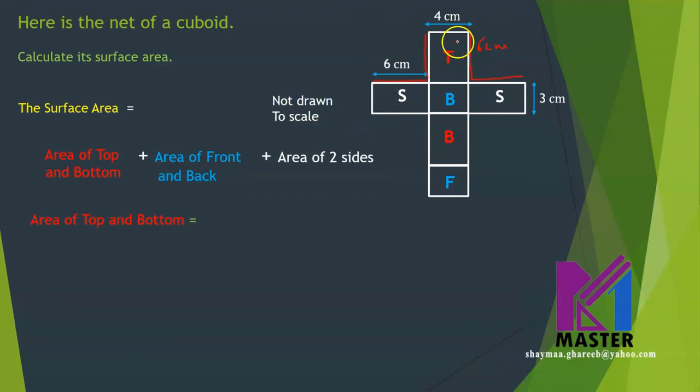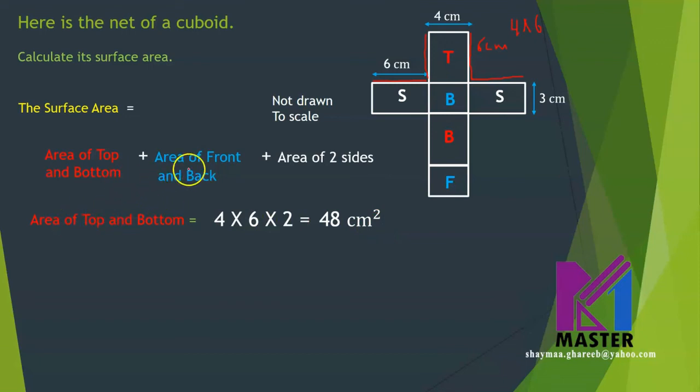So I can say the area of the top equals length times width, which is 6 times 4, which is 24. How many rectangles do I have? I have 2, top and bottom. So in order to get the area of top and bottom, I'm going to multiply 4 by 6 by 2 because I have 2 faces with the same area. So 4 times 6 times 2, 4 times 6 is 24, times 2 equals 48 centimeters squared.